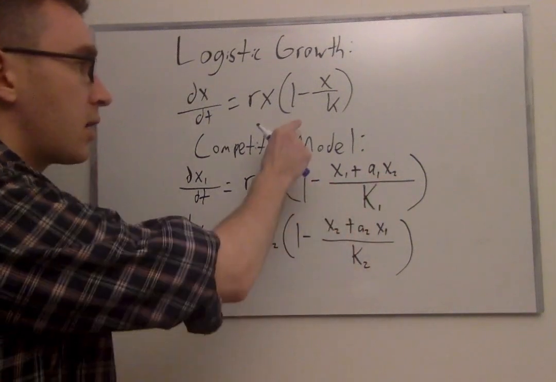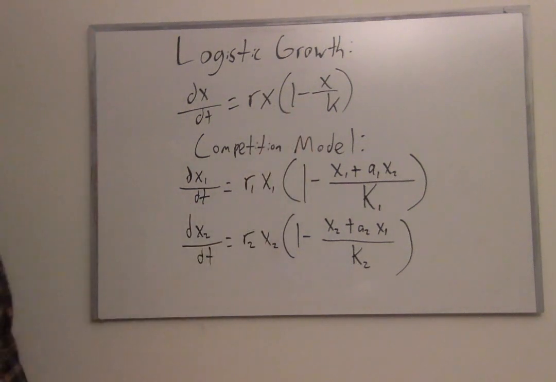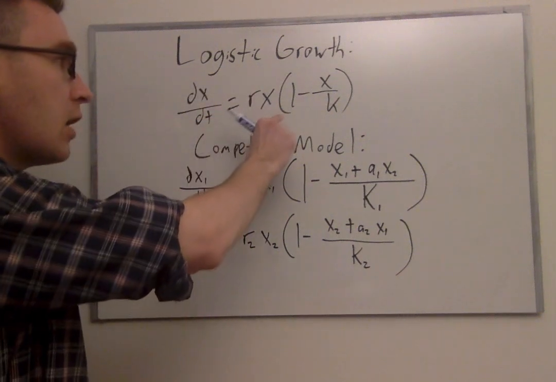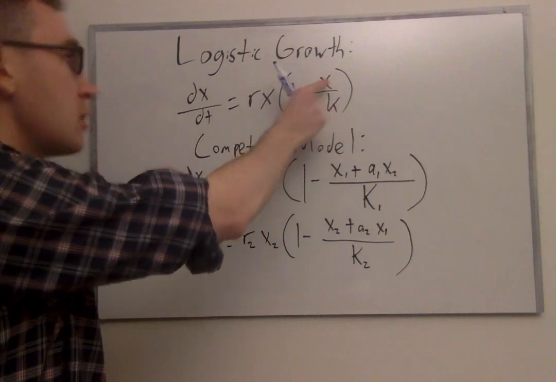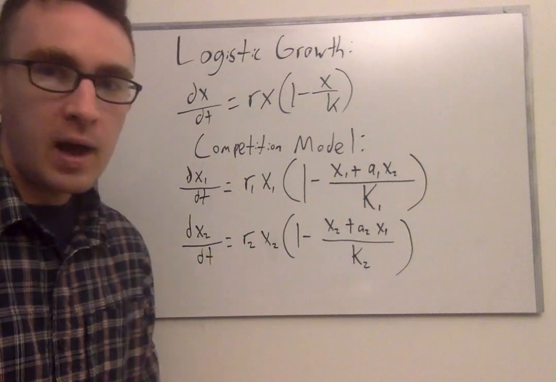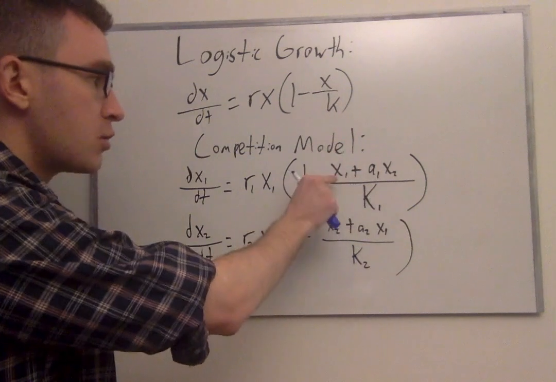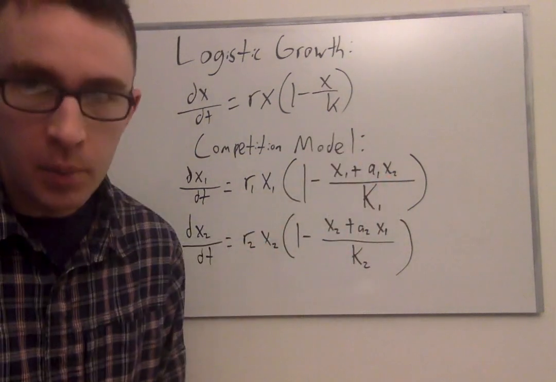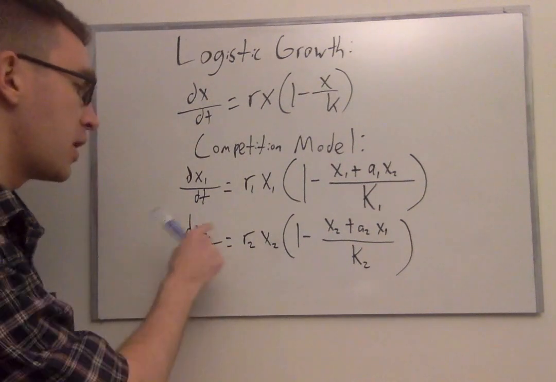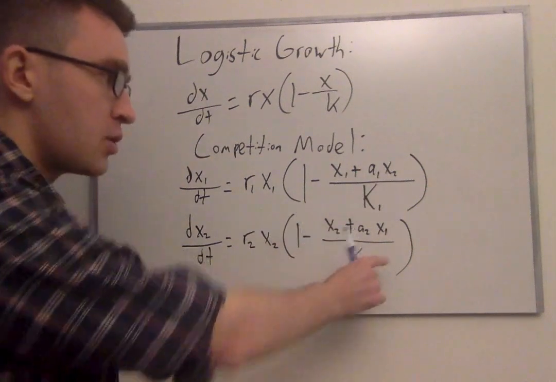So these are basically like the carrying capacity that we had in the logistic growth model, except that in the logistic growth model, when you only have one species, it's just that species that's filling up the carrying capacity. But in the competition model, the carrying capacity for species one can be filled up by species one as well as species two, because remember they're competing with each other for some shared resource. And same with species two. It can be filled up by species two as well as species one.